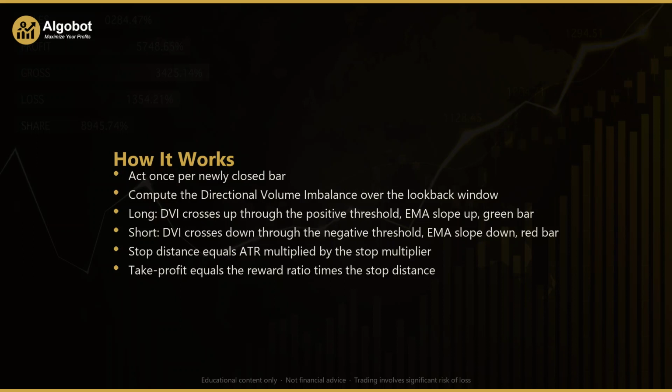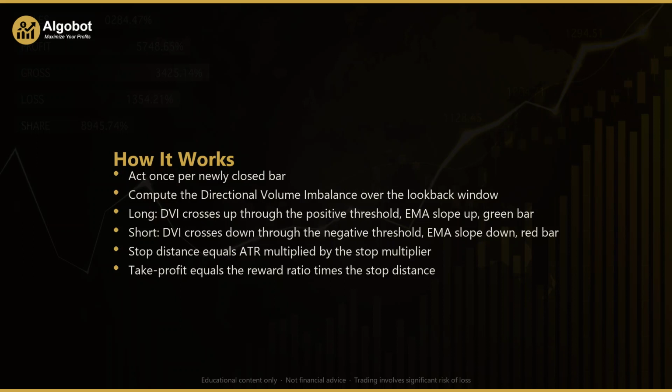Risk management is built in and self-scaling. The protective stop is placed 1 ATR multiple away from entry, using a default multiplier of 1.6. Because it rides the average true range, the stop naturally breathes wider when volatility rises and tighter when markets calm down. The take profit sits at a multiple of that stop distance, set by the reward ratio, which defaults to 1.8. So the target is 1.8 times as far as the stop.